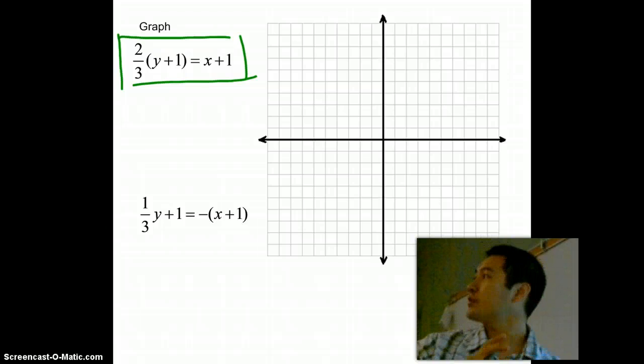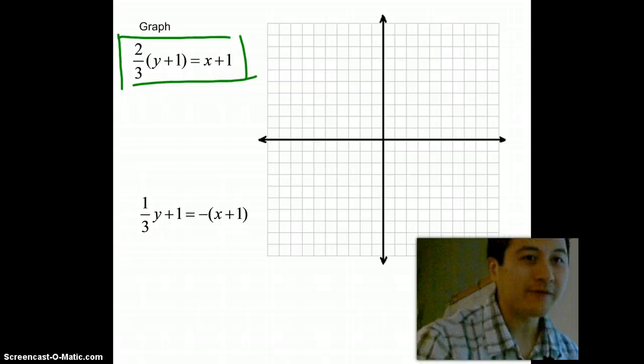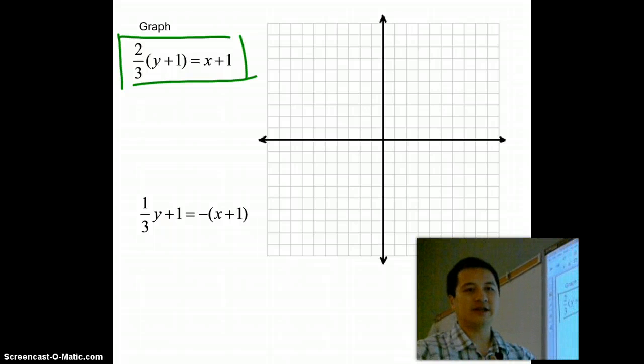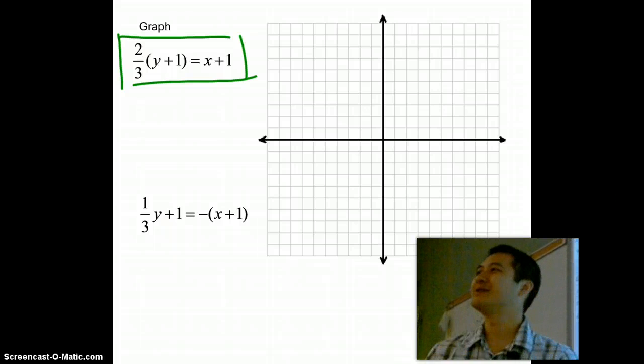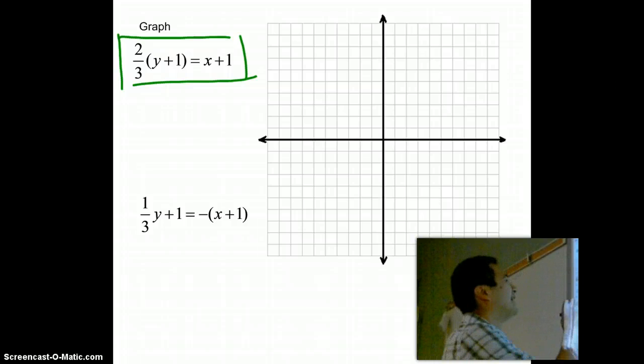First of all, I could distribute, I could simplify, I could get rid of the 3 first. A lot of strategies in here. So what do you want to do first? I'm just asking. This one right here, this green one. I know, multiply by 3 first.